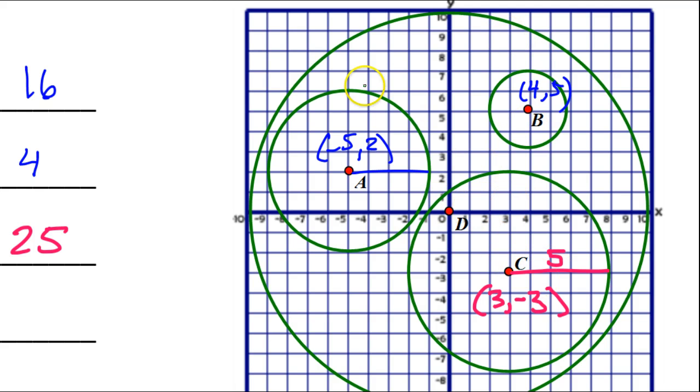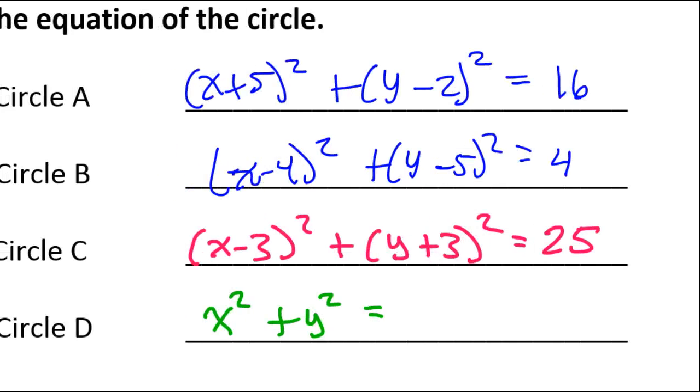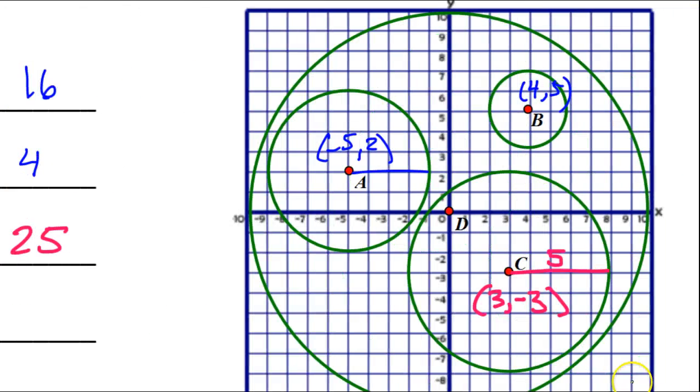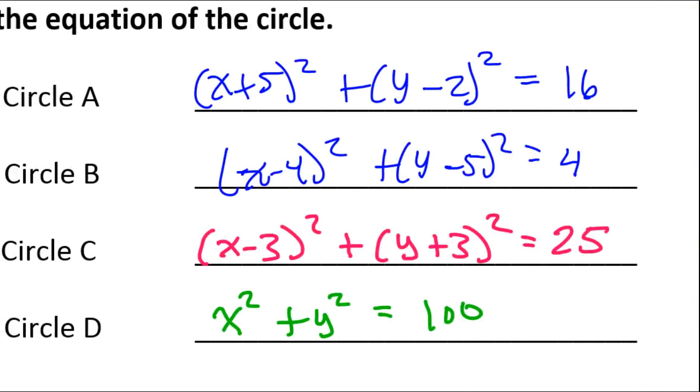Okay, circle D is the big circle. Well, because the center is 0 comma 0, then that's just going to be x squared plus y squared. So we just need the radius squared. Well, the radius is 10. So that means right here I'm going to have 100. So that is the equation of circle D.